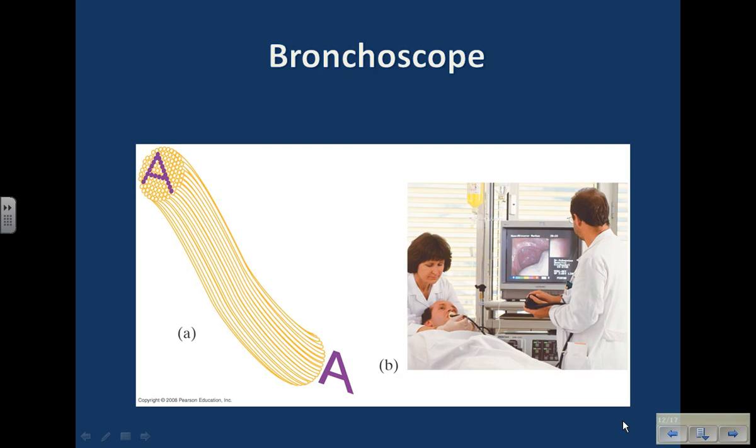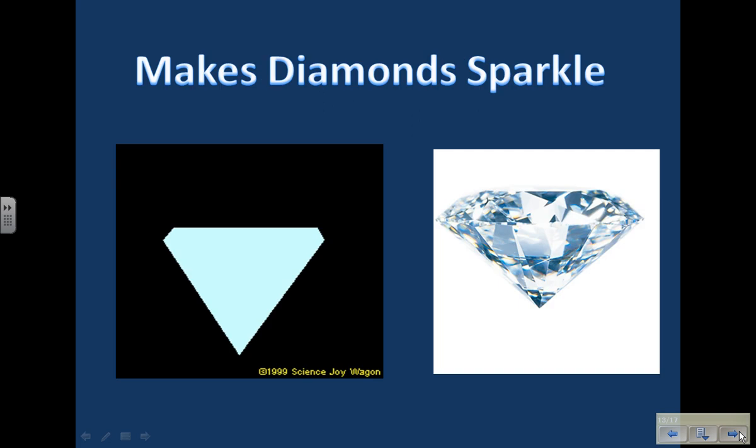A bronchoscope also uses total internal reflection. Here's your original A, and it's projecting the A so the doctor can see it. Total internal reflection makes diamonds sparkle. So if you watch the red ray of light, it hits the top surface of the diamond and totally internally reflects. That's what I describe as capturing the light for a while, and it makes the diamond sparkle.